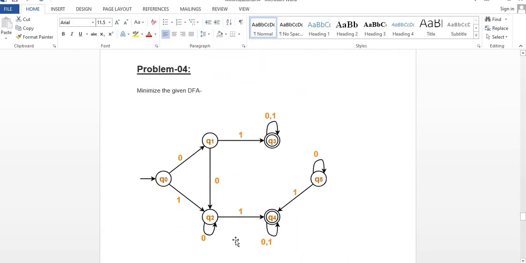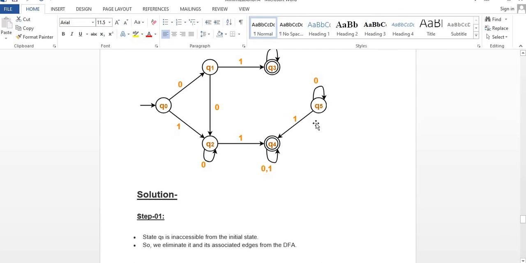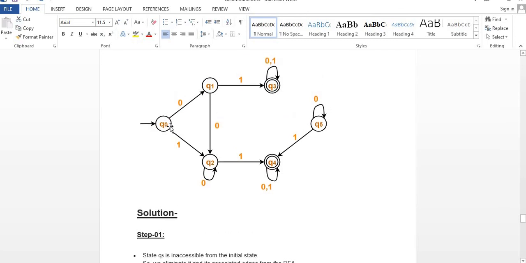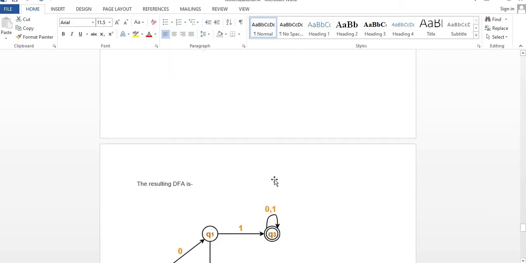Next example, minimize the given DFA. Here there are a total of 6 states, in which Q0 is the initial state, and Q3 and Q4 are final states. State Q5 is an inaccessible state because from the initial state I cannot reach Q5. So we eliminate it and its associated edges from the DFA.